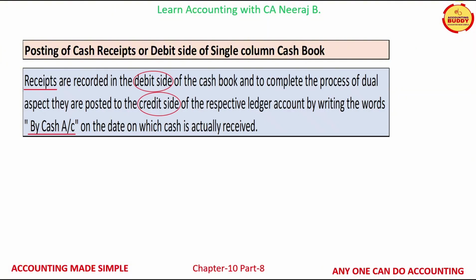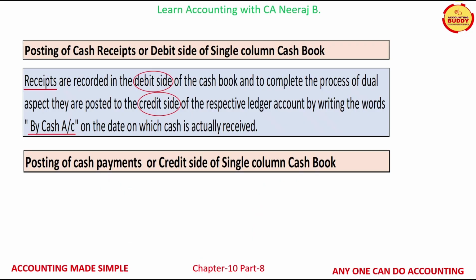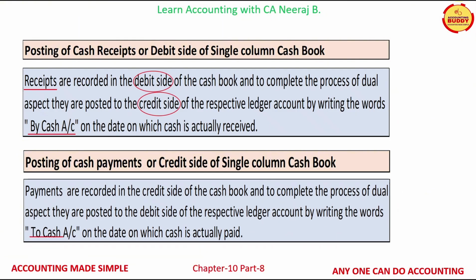Let us now understand how the cash payments or the credit side recorded transactions of a single column cash book are posted. Payments are recorded on the right hand of the cash book, and to complete the process of dual aspect, they are posted to the debit side of the respective ledger account by writing the words to cash account on the date on which the cash is actually paid.